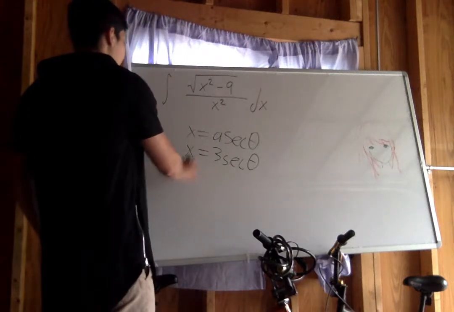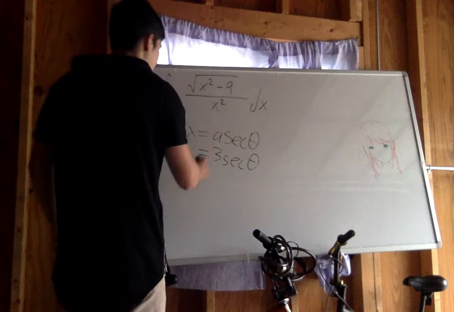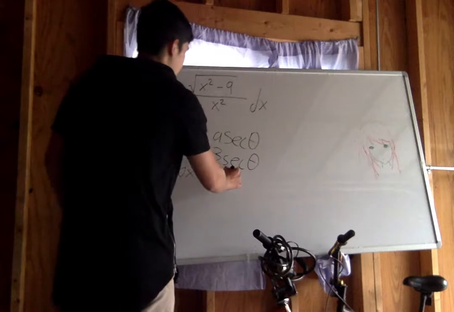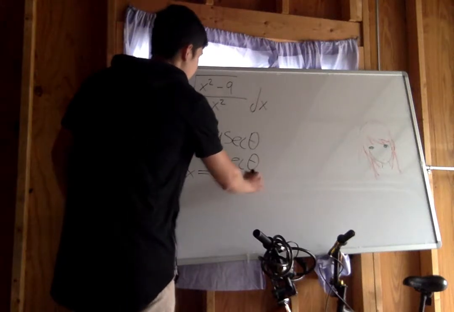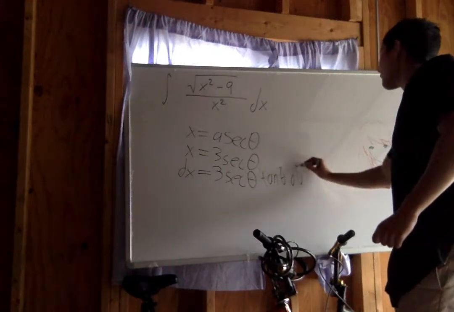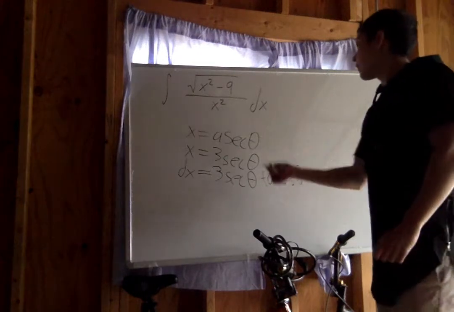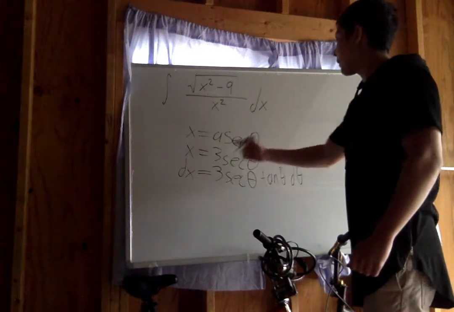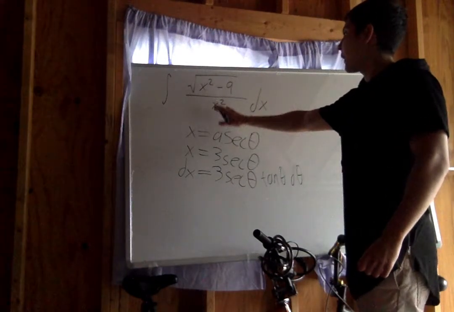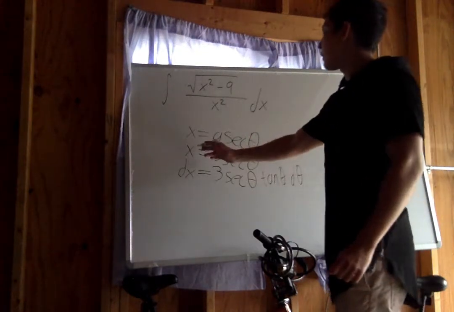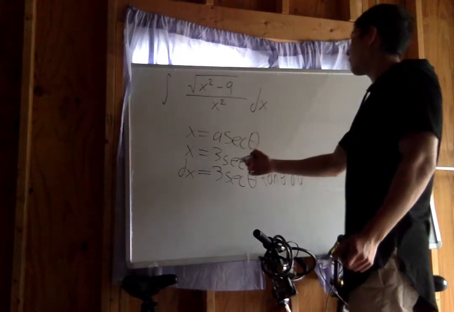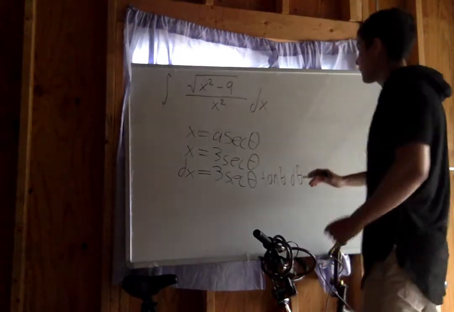Now we take the derivative because we're going to have to replace the dx. The derivative is 3 secant theta tangent theta d theta. Now, notice we still can't replace everything because we have the dx, and we've got this x squared. What's x squared by itself? Well, if you square this, you get 9 secant squared theta. That's what we're going to replace.